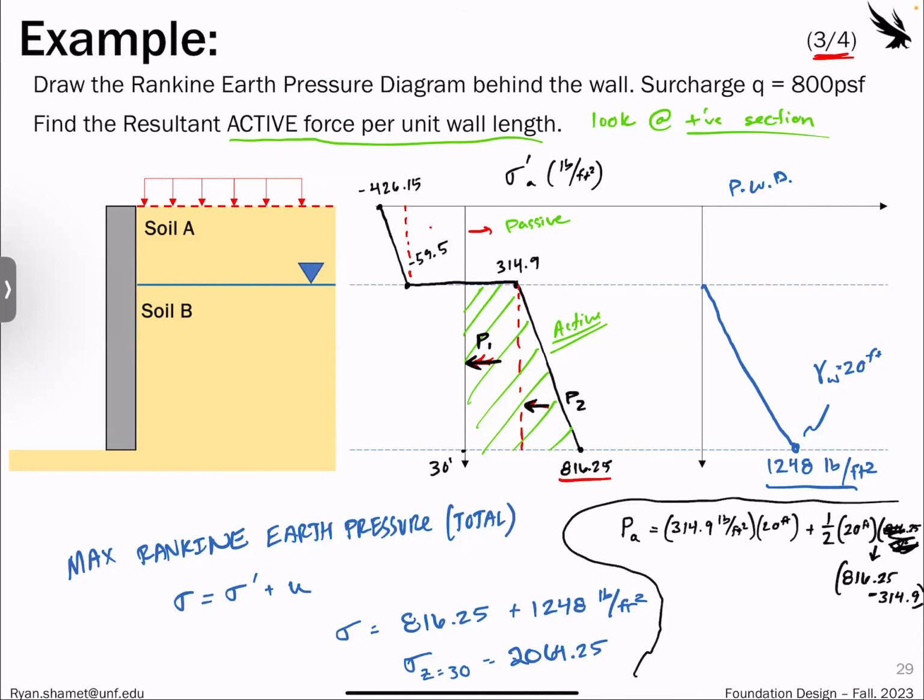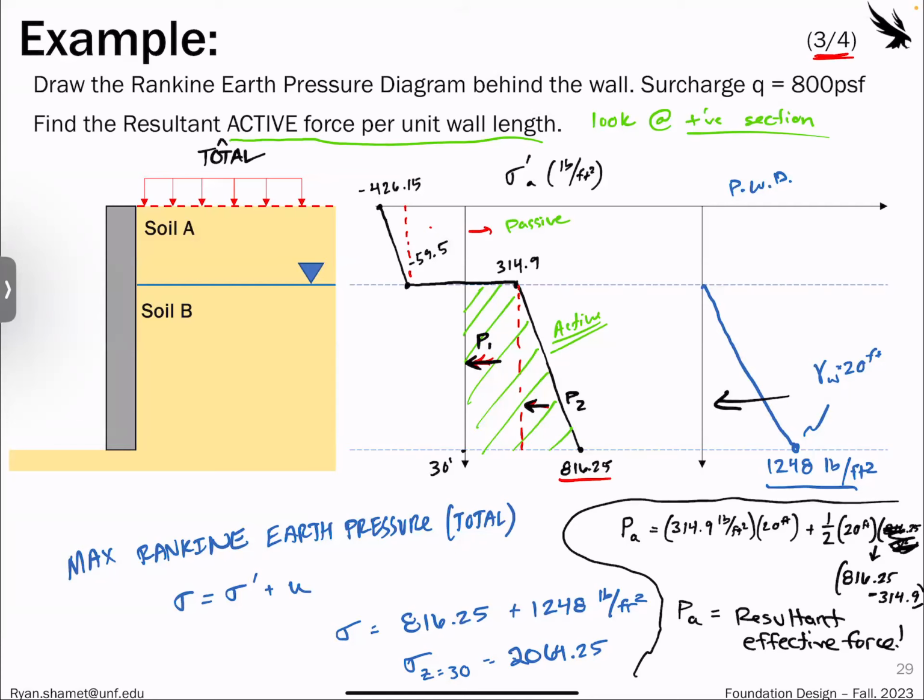So this would be the resultant active force that you could then do the math out, and I did not do that math out in my notes, but that would be the resultant force. If it asked for the resultant total force, then you would also have to add the water from the pore water pressure.